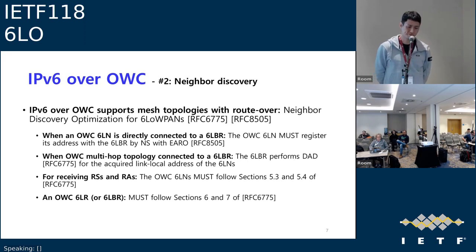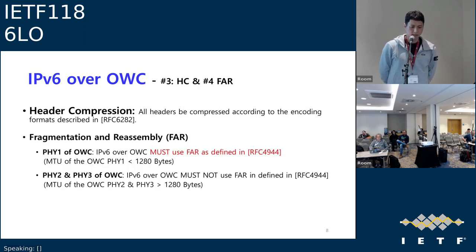Next slide, please. And the next one is header compression and fragmentation and reassembly. The first one is header compression. The header must be compressed according to the encoding format described in RFC 6282, and the fragmentation and reassembly, RFC 4944. Actually, there are two kinds of that one.